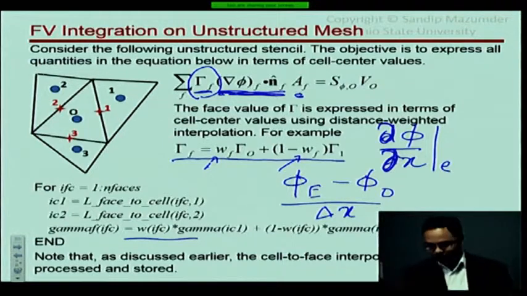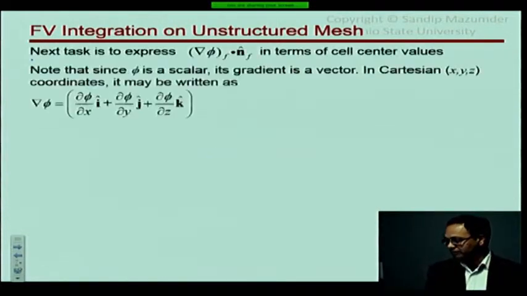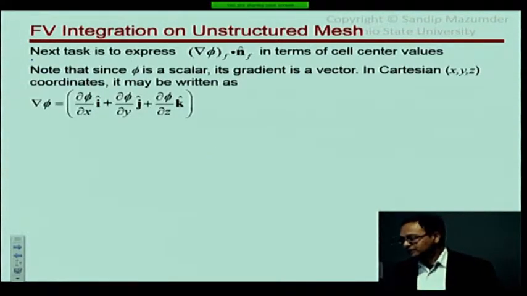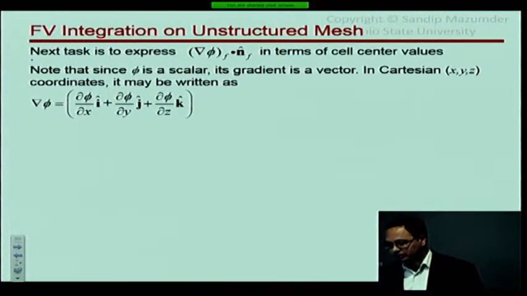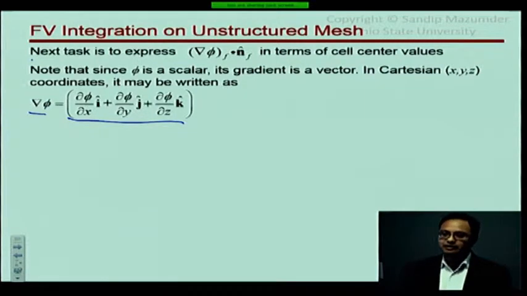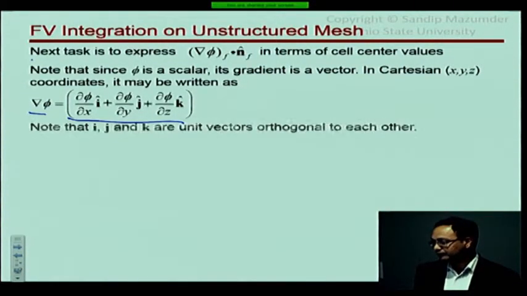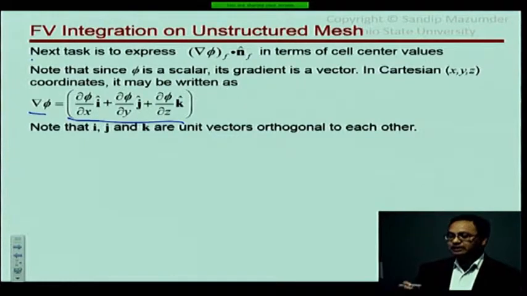That's our objective. So let's talk a little bit about what happens with this quantity. First of all, gradient of phi is d/dx i, d/dy j, d/dz k. I already mentioned this, that gradient of any scalar is a vector. It has three components. i, j, k are unit vectors orthogonal to each other. So we are taking the Cartesian unit vectors i, j, and k.